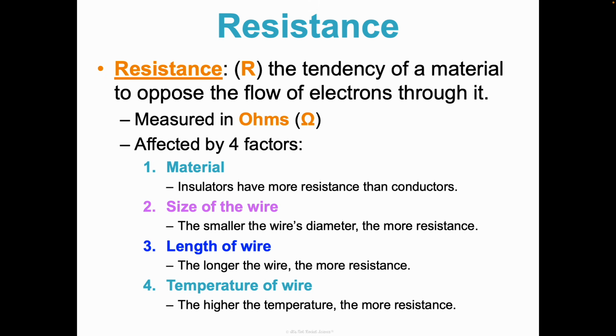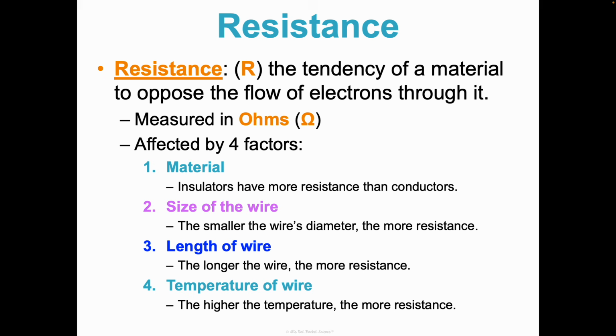Oftentimes, when circuits are built, resistors are objects that are intentionally added to the circuit to resist the flow of electrons, so that the current can be more controlled. So it's not necessarily a bad thing for there to be resistance. Electrical engineers actually use resistors to reduce current in parts of circuits and things like that.